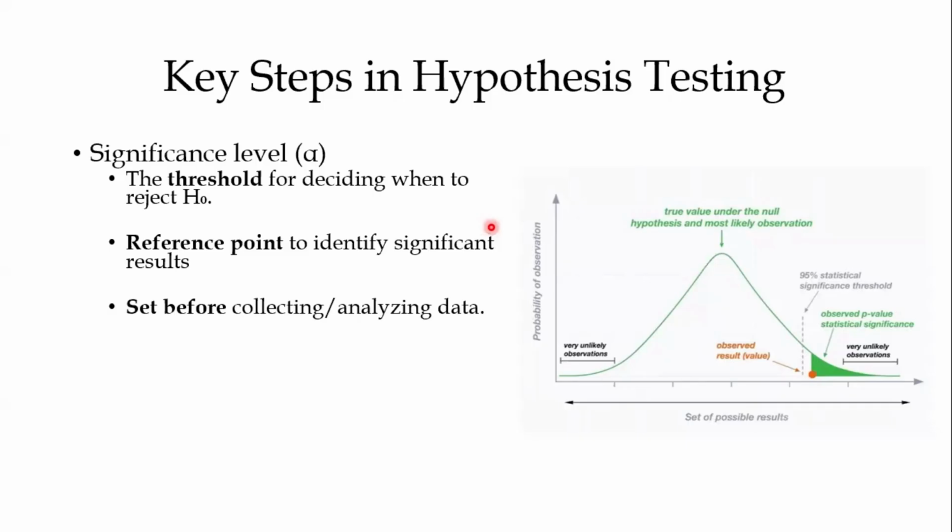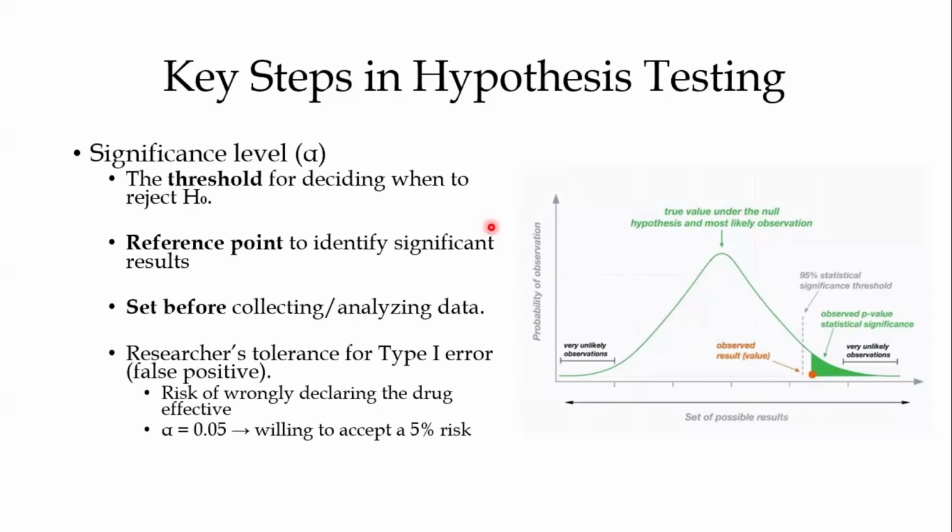So it is set by the researcher before collecting or analyzing the data. Essentially what you are saying is, if you set an alpha value at 0.05, you're giving yourself an allowance, you're willing to accept a risk that you're going to declare that there was a difference when in the first place there was none.